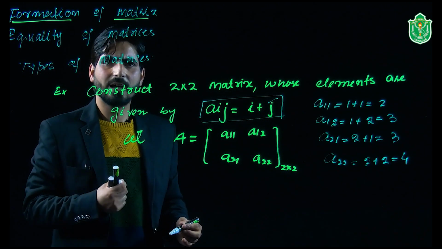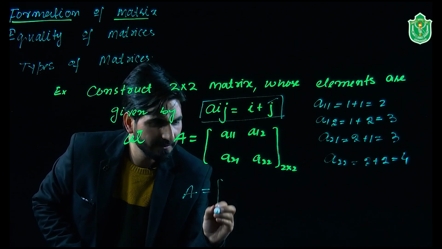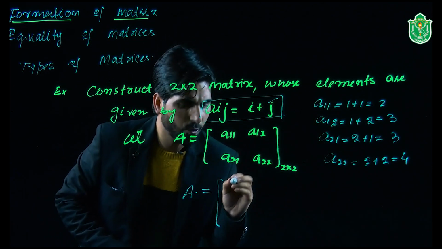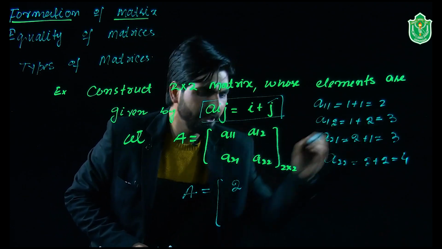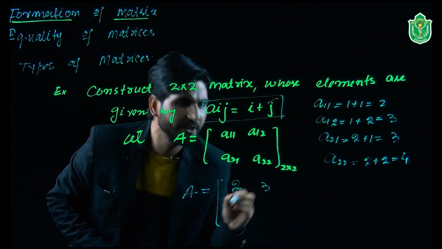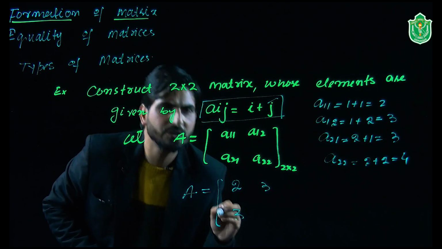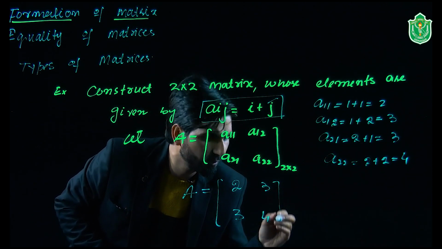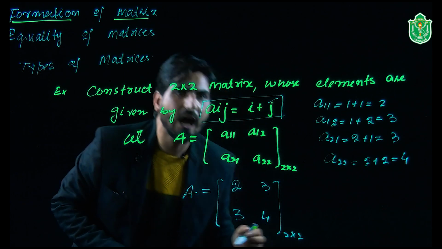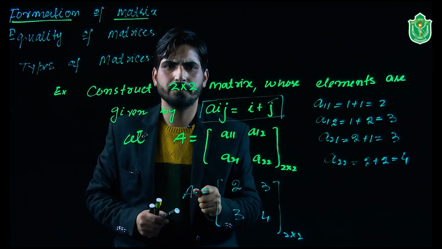So what is our required matrix? That is, our matrix is A11 is 2, so I will write here 2, and A12 is 3, so I will write here 3, and A21 is also 3, so I will write here 3, and A22 is 4, so I will write here 4. This is our 2 cross 2 required matrix.